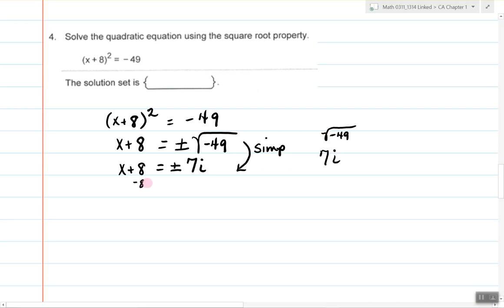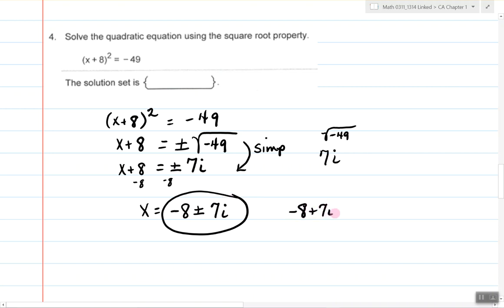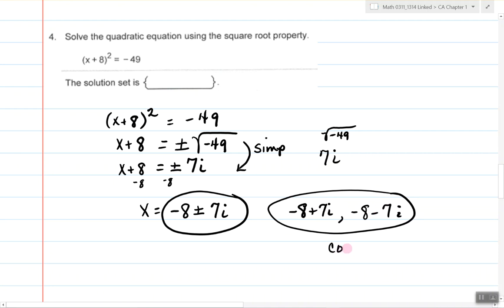I need to subtract 8 from both sides, and I have x is equal to negative 8 plus or minus 7i. That is an acceptable compound form, or negative 8 plus 7i, comma, negative 8 minus 7i. Now, I don't know that you would have noticed this, but look at these two answers. Do you remember from previous math that these are conjugates? Imaginary or complex answers always come in conjugate pairs.